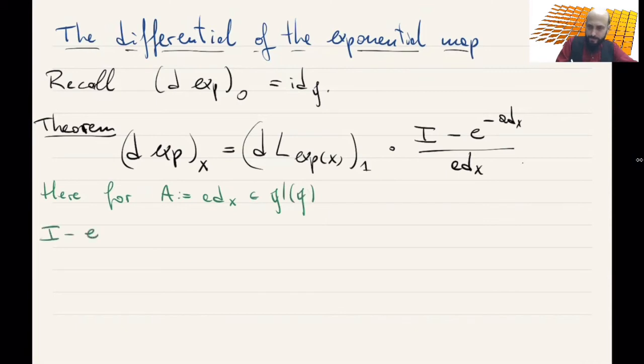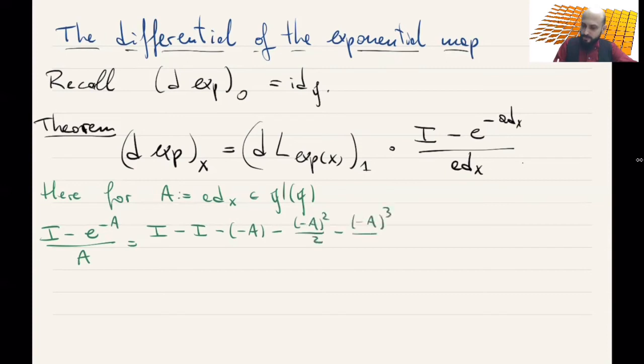(I minus e to the minus a) divided by a. You can see it as a formal series. So it is the identity minus the map minus the map squared divided by 2 minus the map cubed divided by 3 factorial, and so on, right? Divide by a.